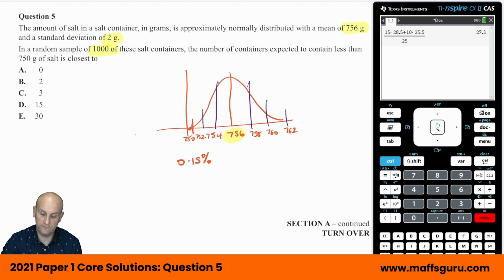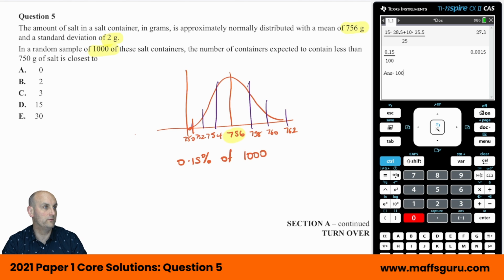All right, so I now need to find 0.15% of 1,000. So 0.15 divided by 100 to turn it into a decimal, times it by 1,000, gives me 1.5. All right, so in a random sample, the number of containers expected to get less is closest to, in that situation, 2 would be the answer that I would suggest was correct.